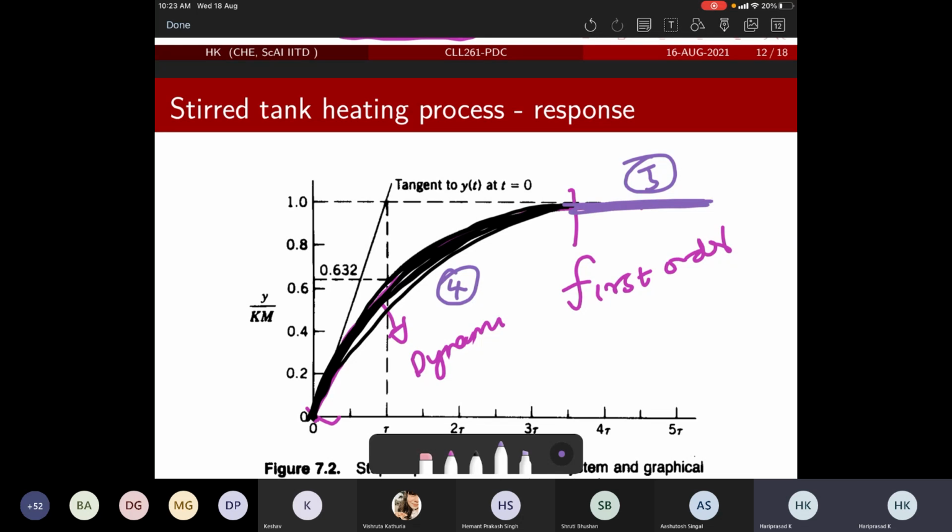So if you have only equation 5 in hand, you will only be representing this part of the process. If you have only equation 4, you will only be representing this part of the process. So we need to have both. That's the long and short. I hope this is clear. Any questions on this?